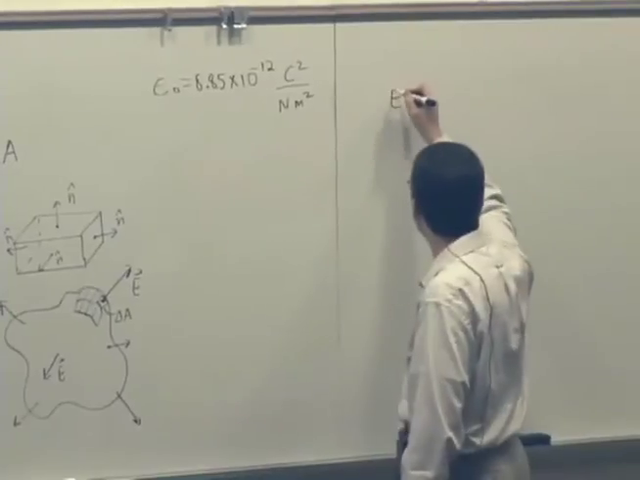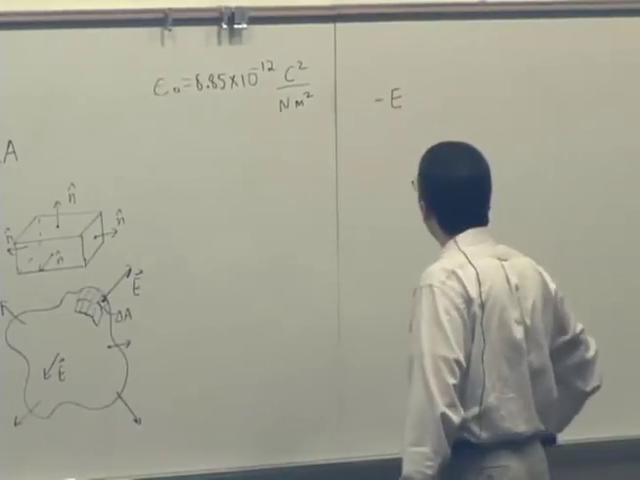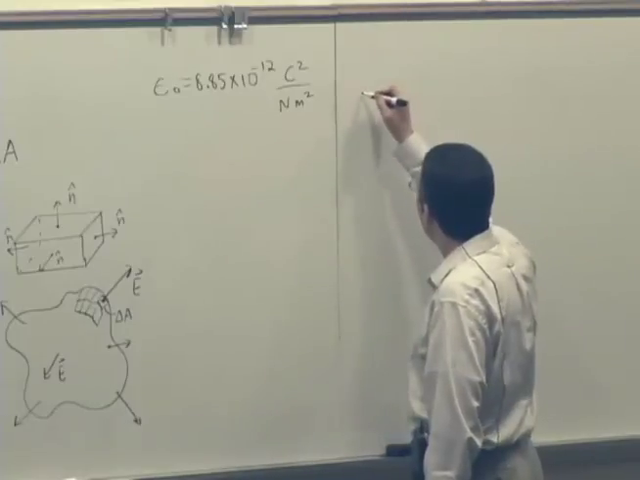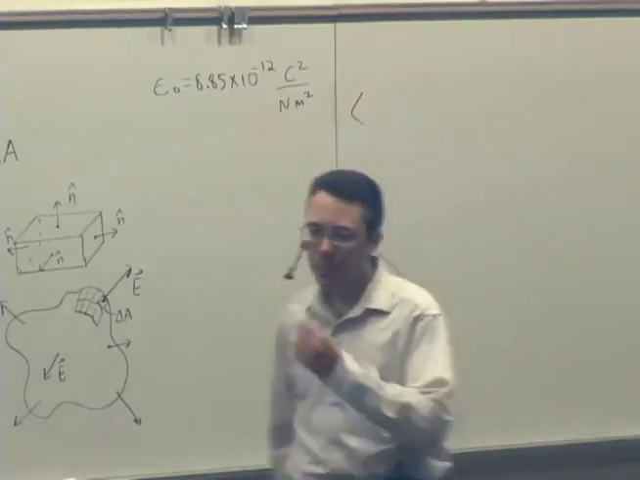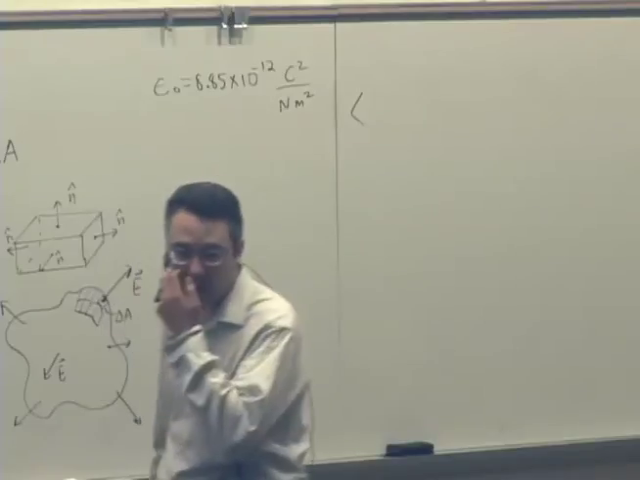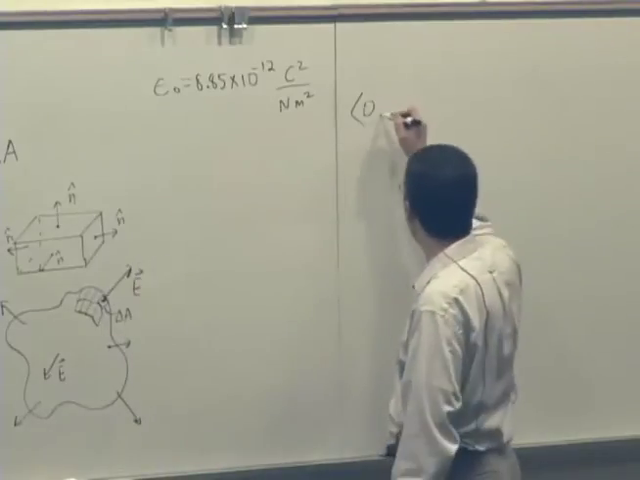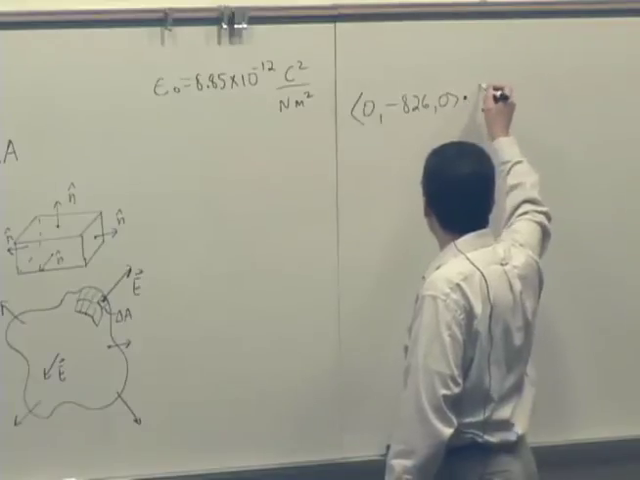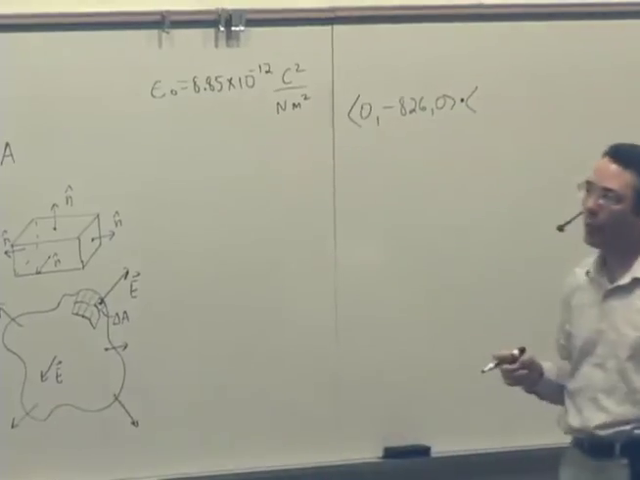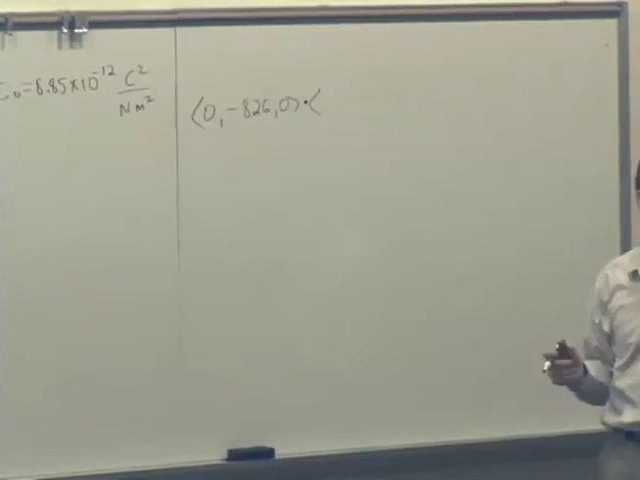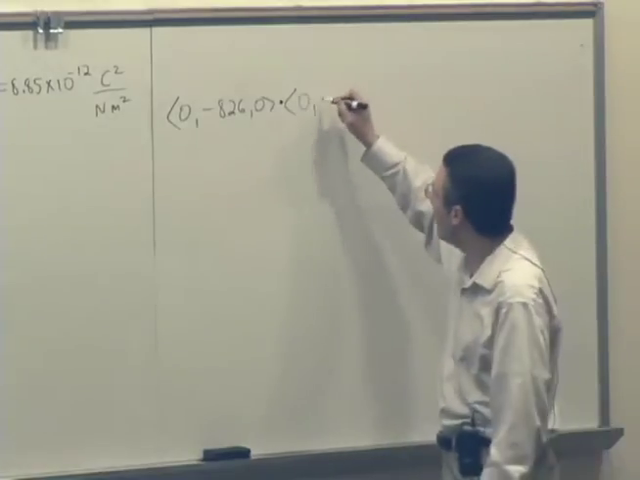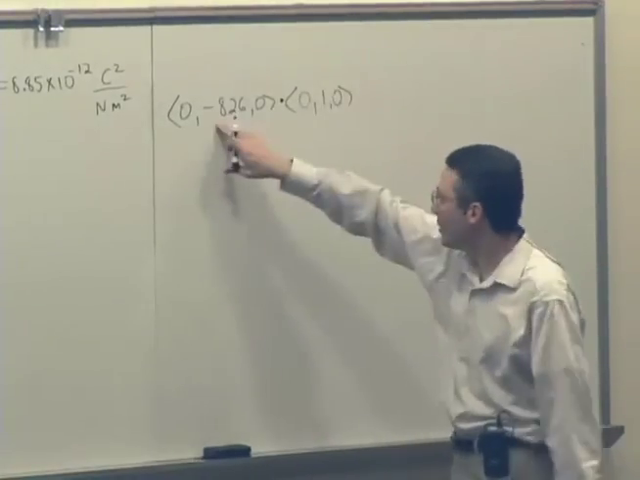So we have E2 negative. And by the way, if you want to be really formal about this, electric field E2 is pointing in the negative y direction, so I could write 0, negative 826, 0, dot product with n hat. But what is n hat on the top surface? 0, 1, 0, right? It's in the positive y direction. So that's where our negative sign is coming from, right?